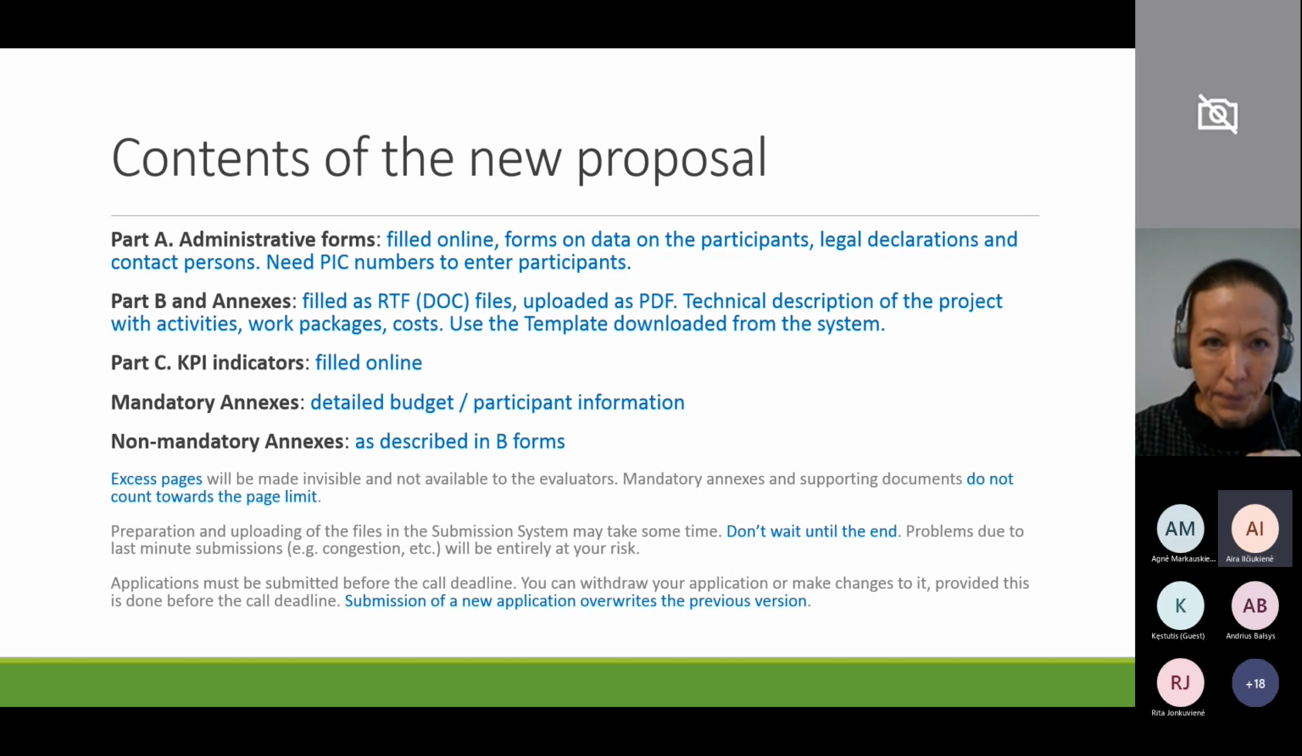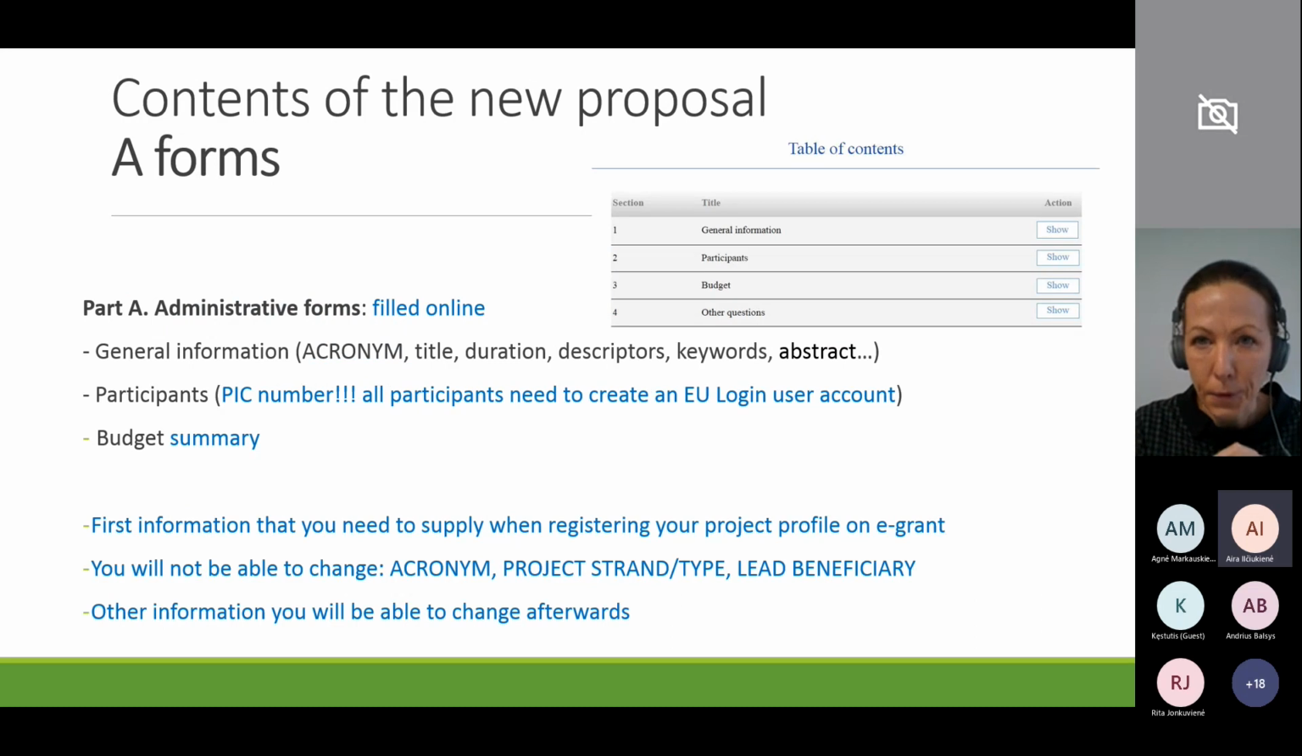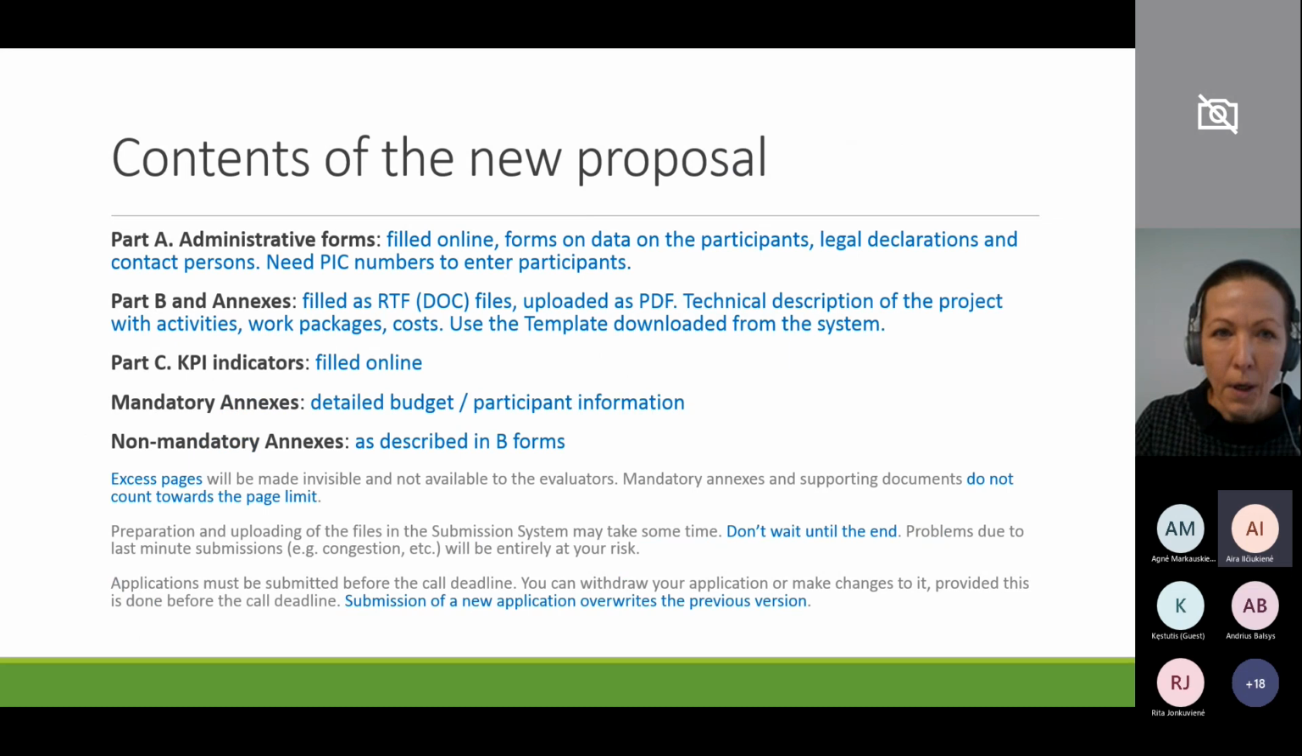All right. So A forms. Sorry, I forgot one very important thing. PIC numbers. These magic PIC numbers are the identification numbers for organizations to be able to enter participants in the e-grant system. In the previous LIFE e-proposal, you were asked to enter the PIC number, I think, but it wasn't obligatory, and you didn't have to register through it.